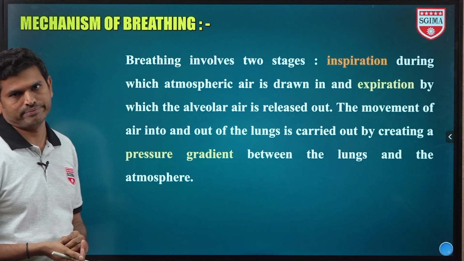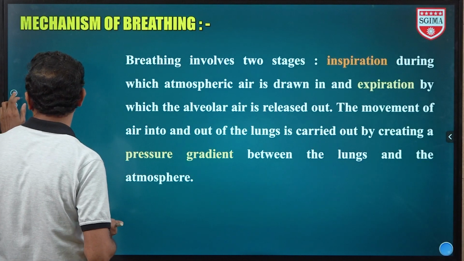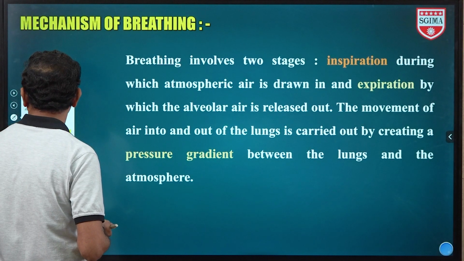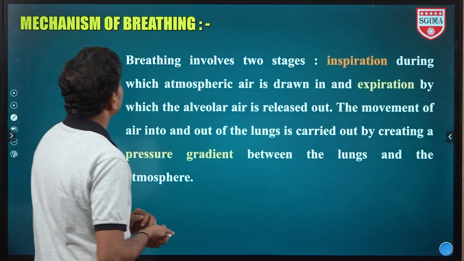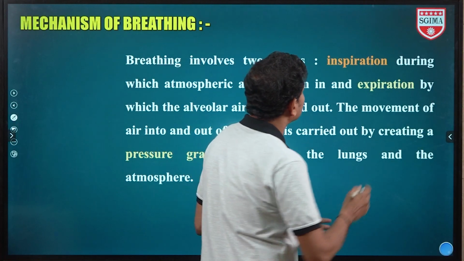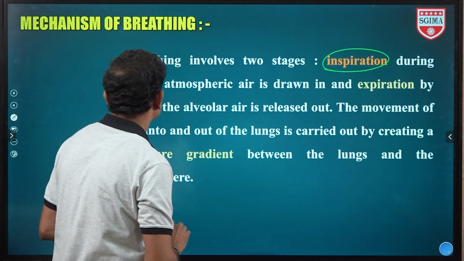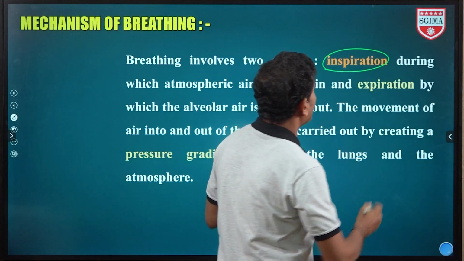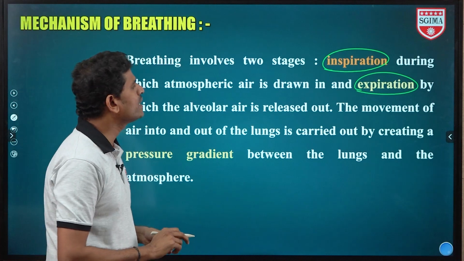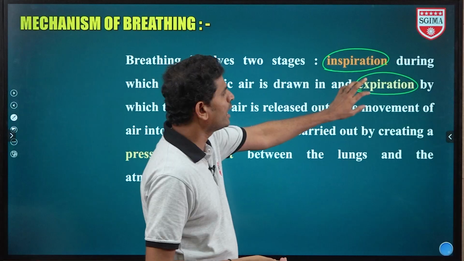Mechanism of breathing. Okay, so let us see how the mechanism of breathing occurs in human beings. Breathing involves two stages. What are those two stages? One is inspiration and another one is expiration. So inspiration and expiration are the two stages or events that occur in the breathing process. So breathing includes inspiration and expiration.